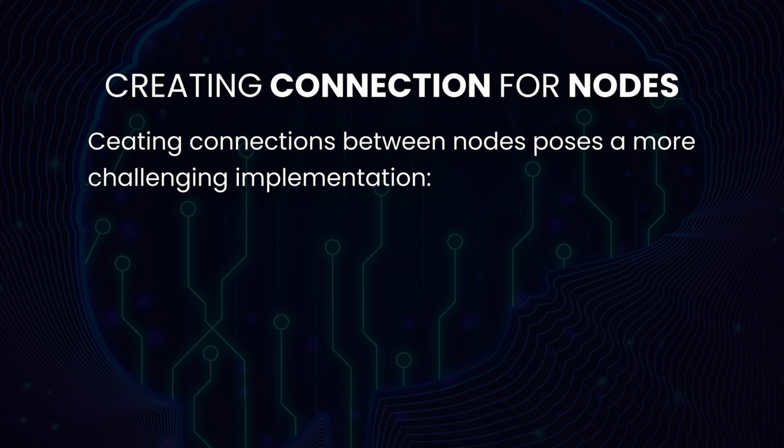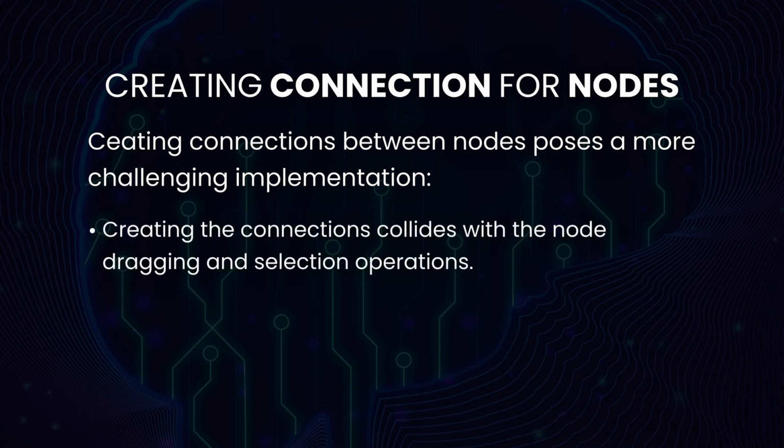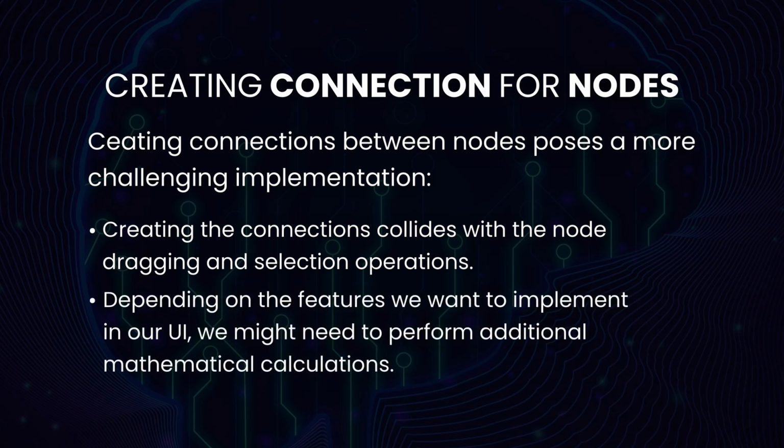When implementing this feature, we need to consider a few things. Firstly, this interaction collides with the node dragging and selection operations. We'll need to find a way to manage these interactions seamlessly. Secondly, depending on the features we want to implement in our UI, we might need to perform additional mathematical calculations. For example, if we want to use lines with markers at the starting and ending nodes, we'll need to calculate the coordinates of the intersection between the connection line and the border of the nodes.